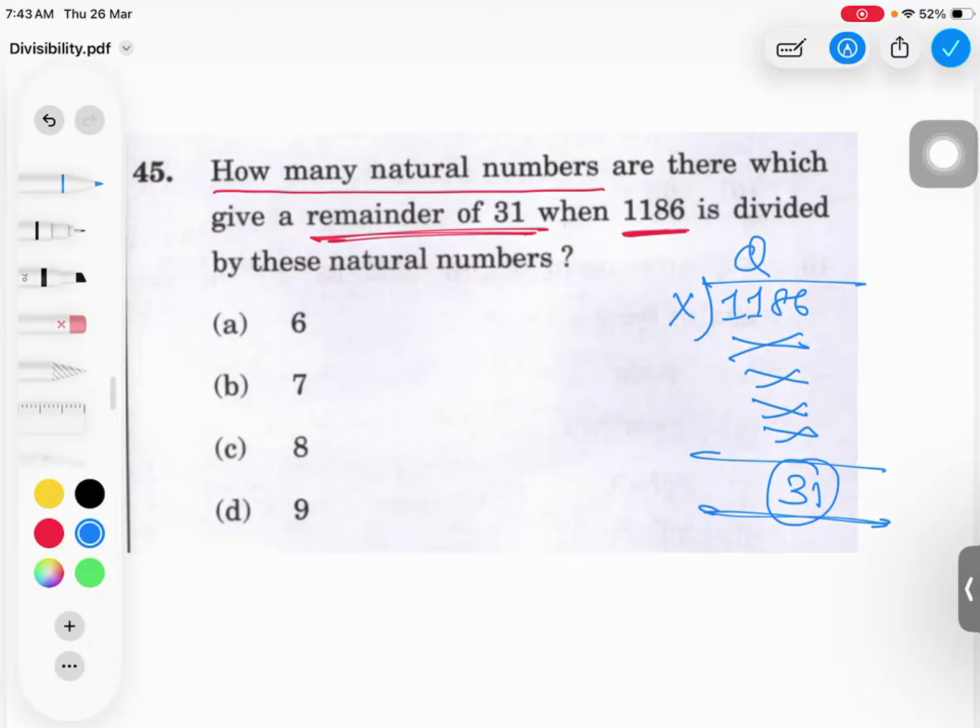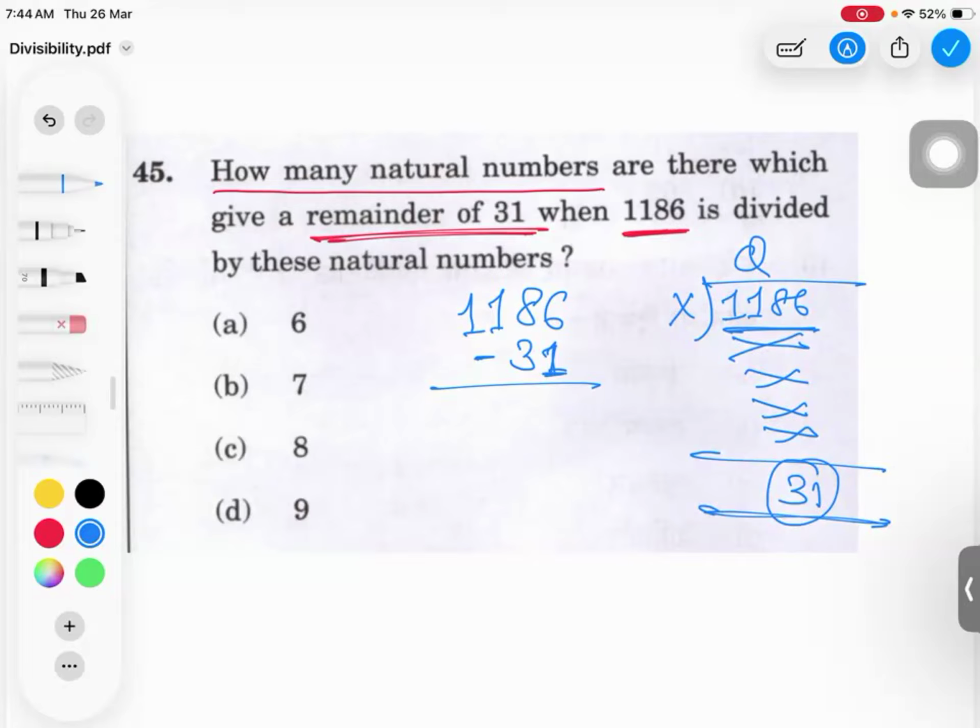Now tell me, can we not say that the question is dealing not with 1186 but 1186 minus 31? Because the question is asking us when 1186 is divided by these natural numbers, 31 is the remainder. So which is the number which is actually getting divided? 1186 is not getting divided. 1186 gives a remainder of 31.